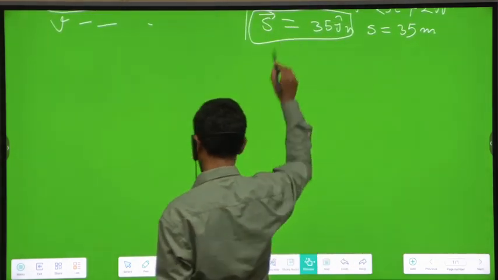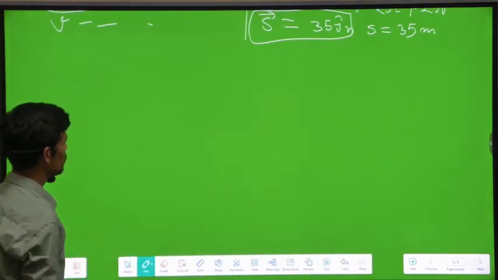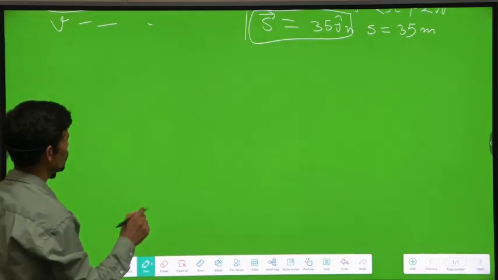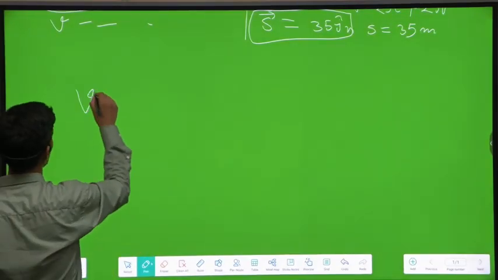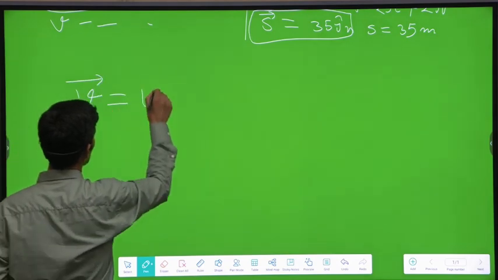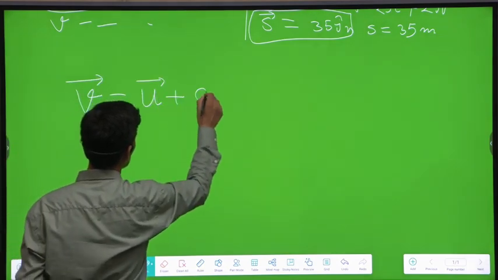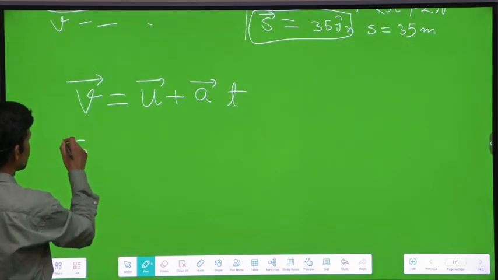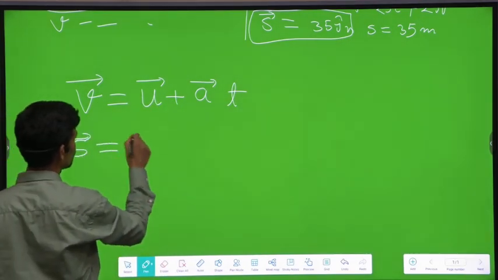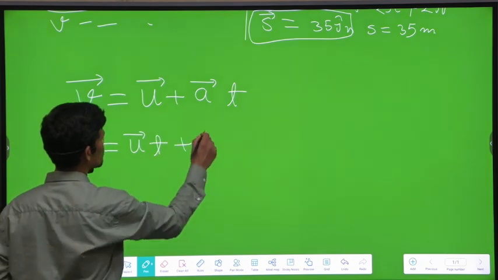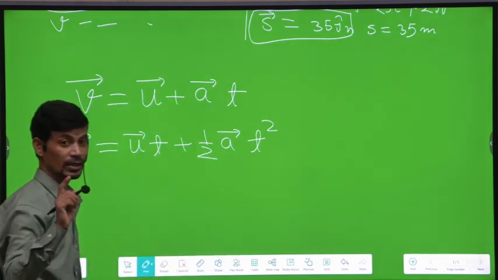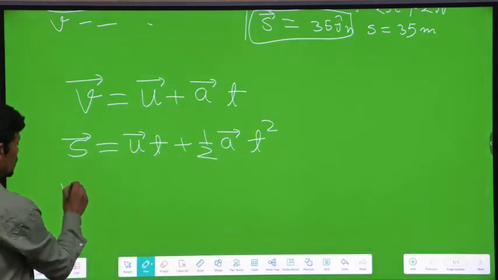Now before I end this video, I am modifying the equations of motion in vector form. So v vector is equal to u vector plus a vector t. This is the first equation. Second equation is s vector is equal to u vector t plus half a vector t square. And the third one is much more interesting.